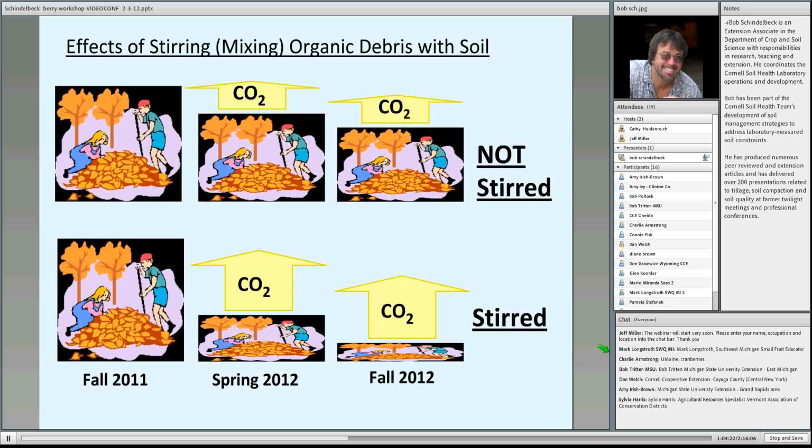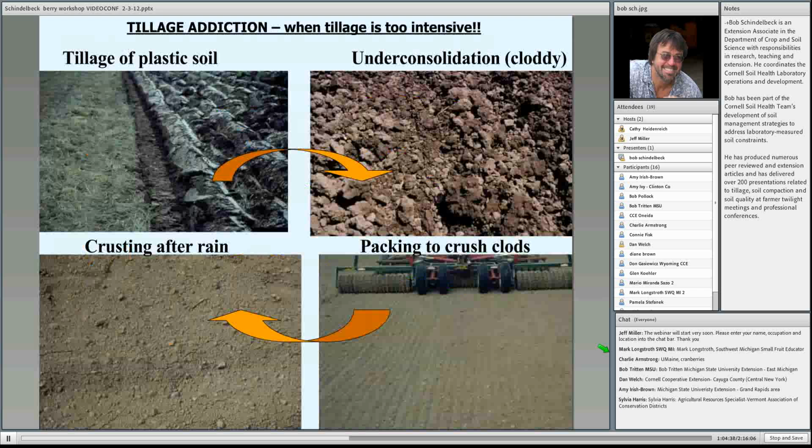Oh, right, back to our stirring of the soil. Just again, to speed up these bacteriological processes, our organic matter is going to mineralize faster when we stir it. And the way we do that stirring so often is with tillage.